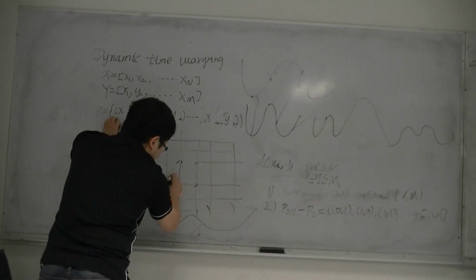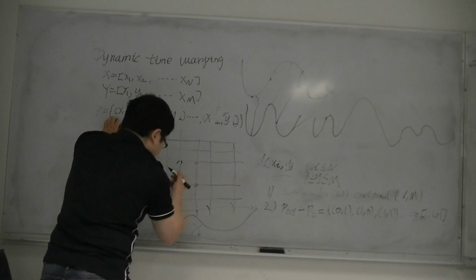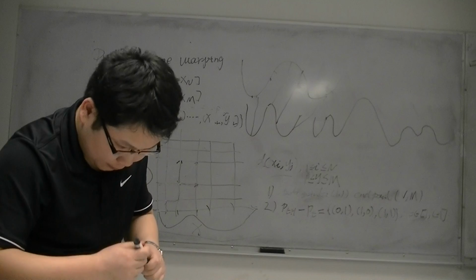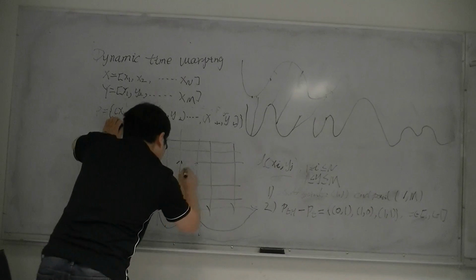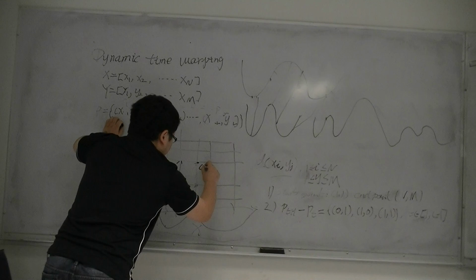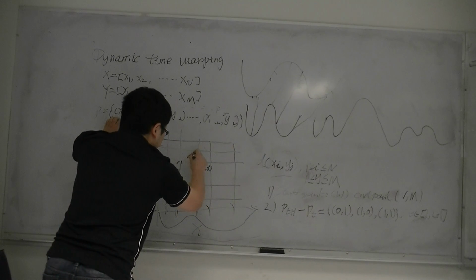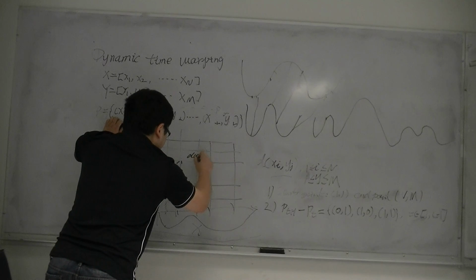For a point, I will use I. I think that was the Y M. For example, this point is ij. I will use dij to stand for the value of this point.